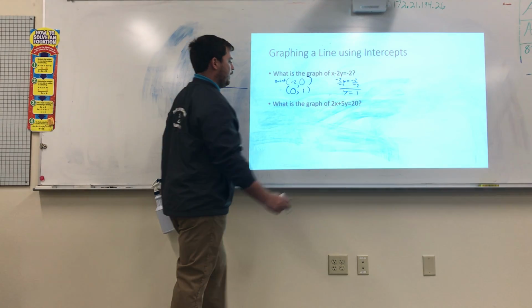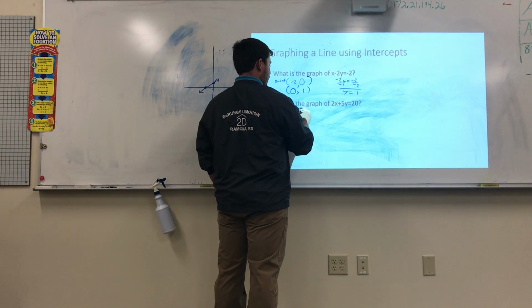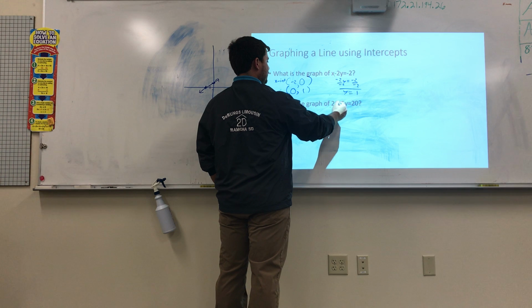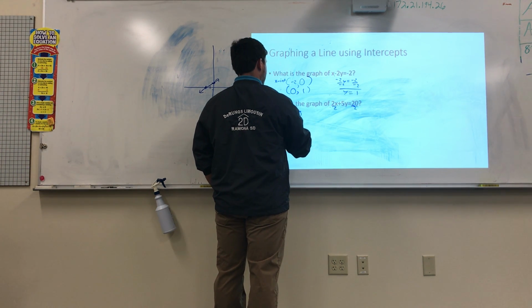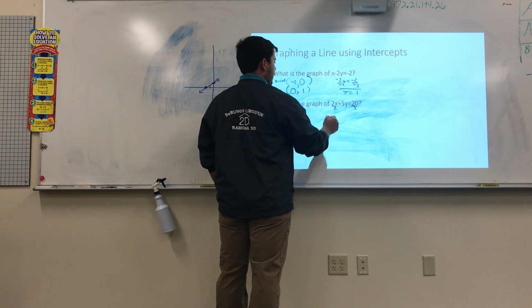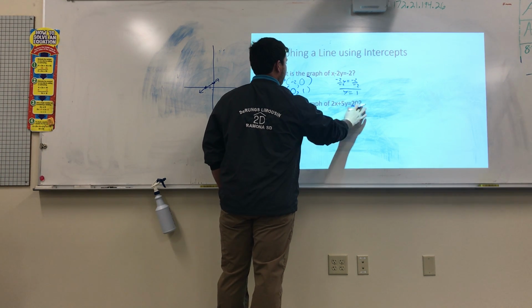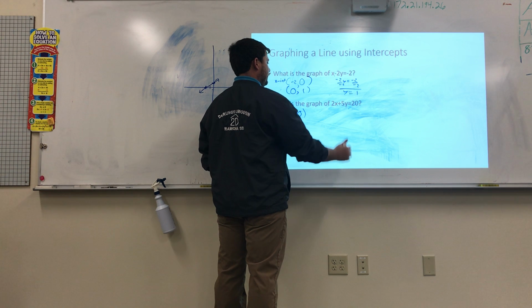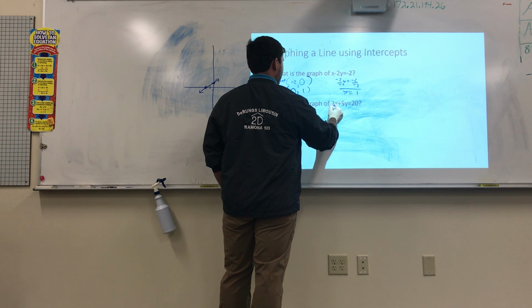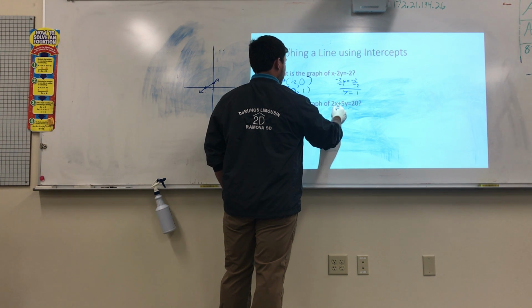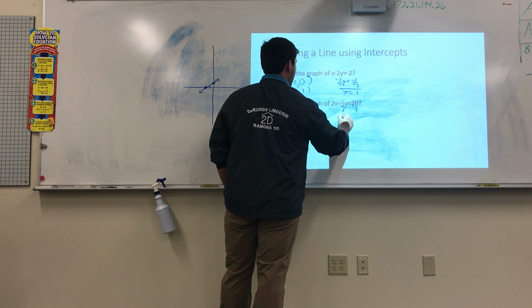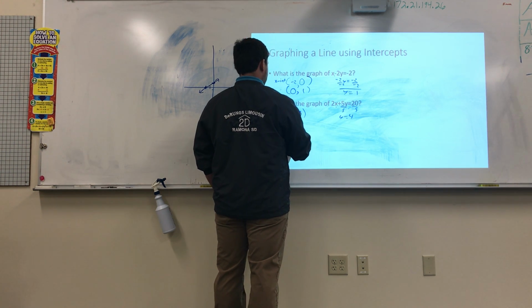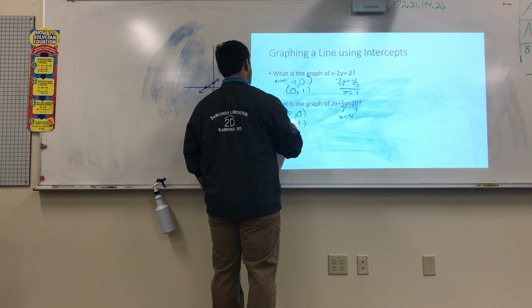This one, we're going to do the same thing. You have 0 for your y, so it's going to be 10 for x. Then we're going to do it by dividing by 5. So x is 0, then divide by 5, divide by 5, y equals 4. So you'd have 0, 4.